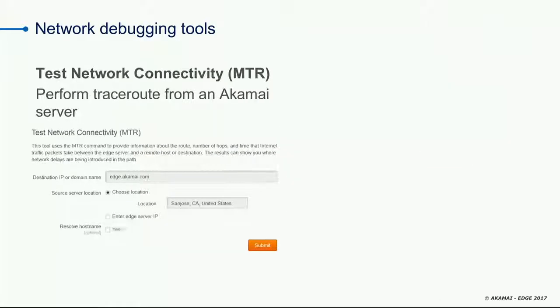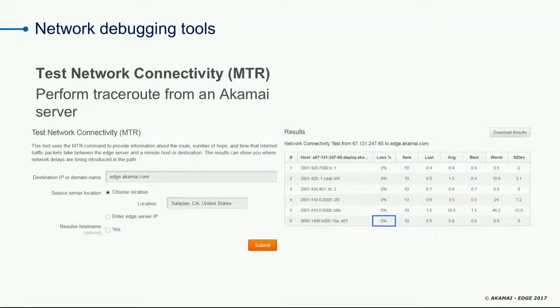So up next, we have a tool called the test network connectivity. This performs the MTR trace route from an Akamai server to an IP or a host name. Like you see here, we have the destination IP or the domain name to which you want to test the network connectivity, right? So you choose the location from which you want to test, and you click on submit. It gives you the hops it took, it gives you the routing, it gives you the loss percentage, it gives you a lot of information about the route it took.